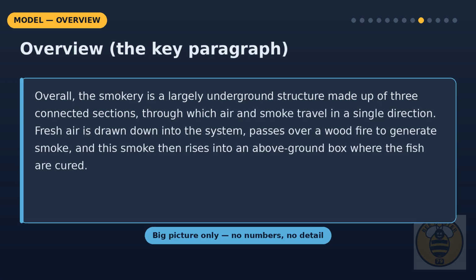Now the overview, the key paragraph. Overall, the smokery is a largely underground structure made up of 3 connected sections, through which air and smoke travel in a single direction. Fresh air is drawn down into the system, passes over a wood fire to generate smoke, and this smoke then rises into an above-ground box where the fish are cured. No numbers, just the big picture.